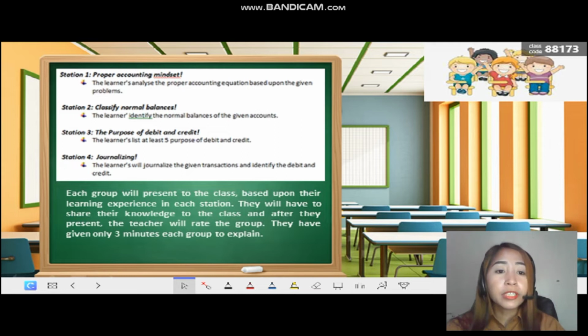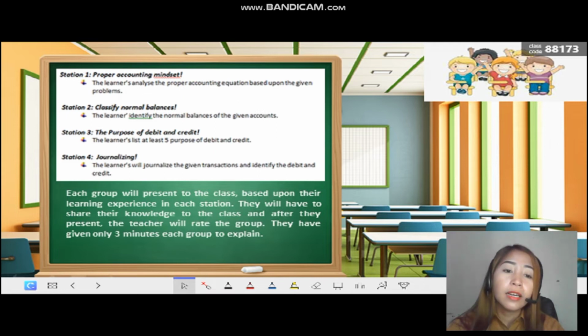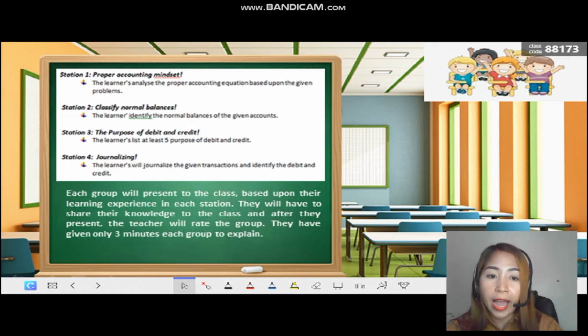Okay, for station 1, the proper accounting mindset. The learners analyze the proper accounting equation based upon the given problems. For station 2, classify normal balances. The learners identify the normal balances of the given accounts.